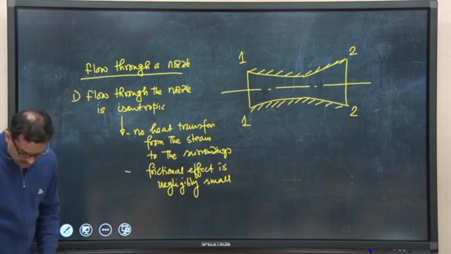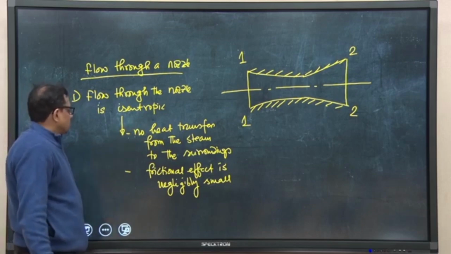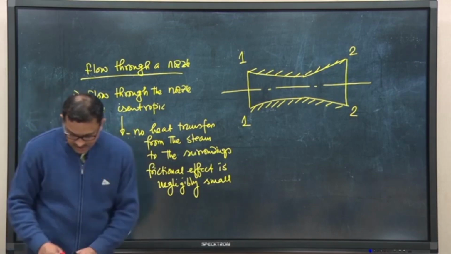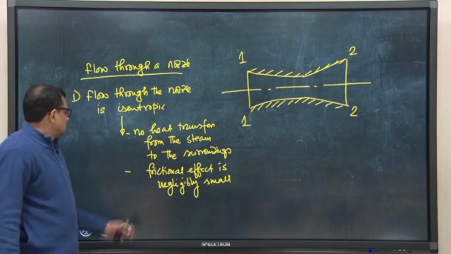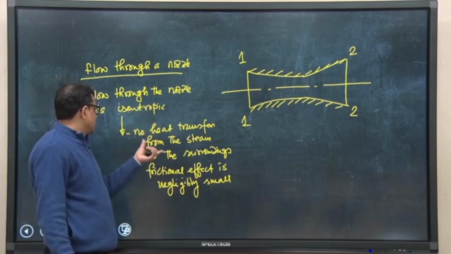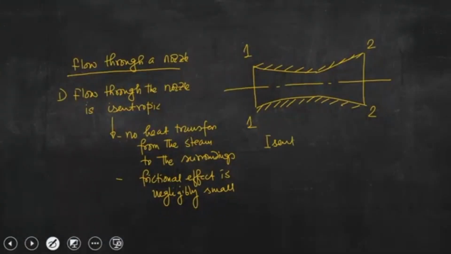Number 2 is an isentropic process. That is very important. Now, isentropic process, so basically flow through the nozzle is isentropic, and we have assumed that there is no friction. For the steam, we are assuming that the flow is compressible, so we are assuming it is a compressible fluid.